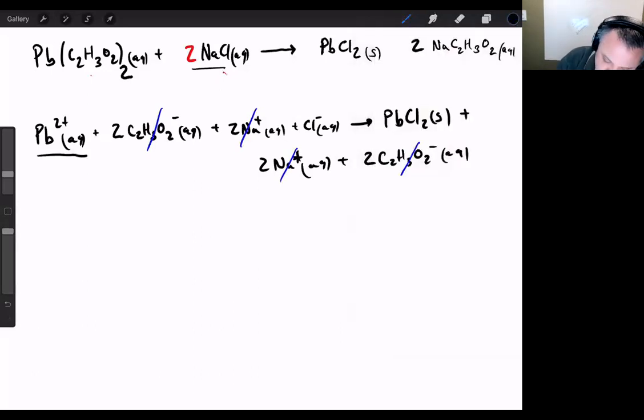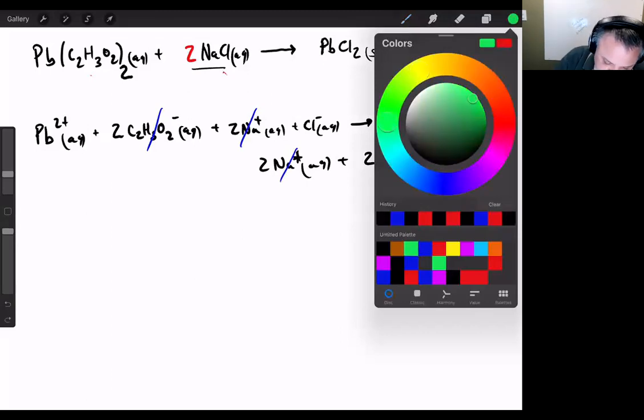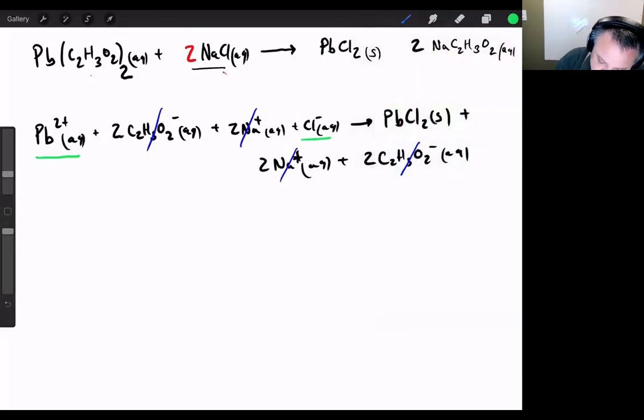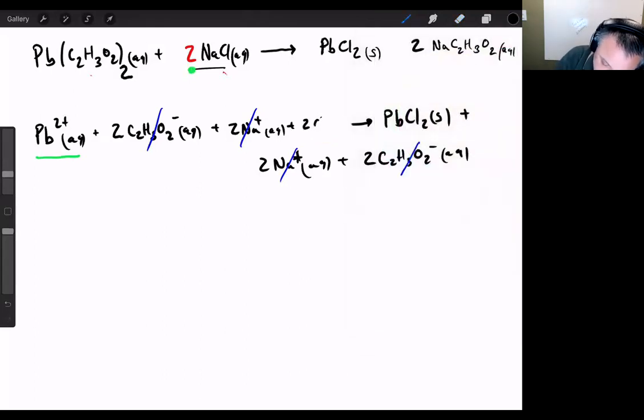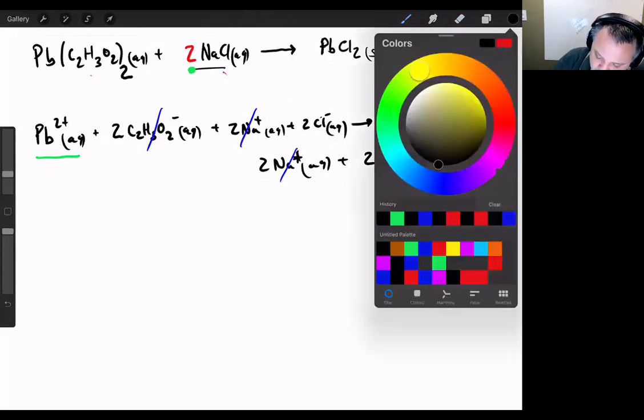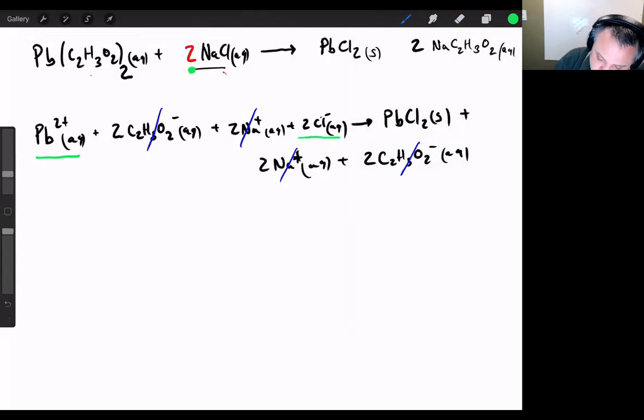So I have lead that's left. I have a chloride that's, oh, look what I didn't do. You see that there? So let's just change that up just a little bit and correct that. 2 chlorides. Hopefully you caught that. Okay. So I have 1 lead, I have 2 chlorides, and they form lead 2 chloride.